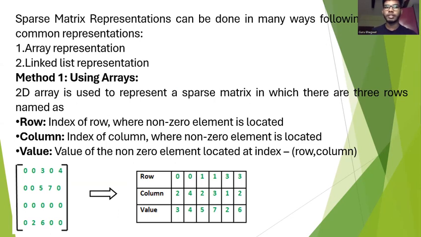The second one is linked representation. The first one is using the array representation. The two-dimensional array is used for the representation of the array. Representation of the sparse matrices using the arrays.